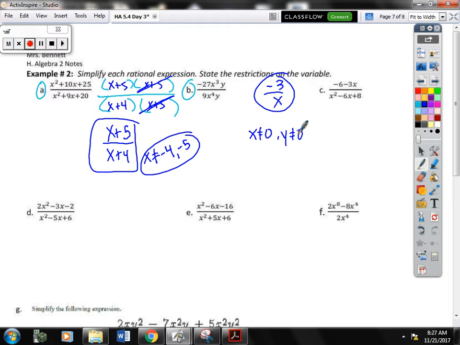All right, now the only thing that makes the last one in the top row a little bit more challenging is the top part, which is not really in standard form. So you probably want to rearrange it first to make it negative 3x minus 6.